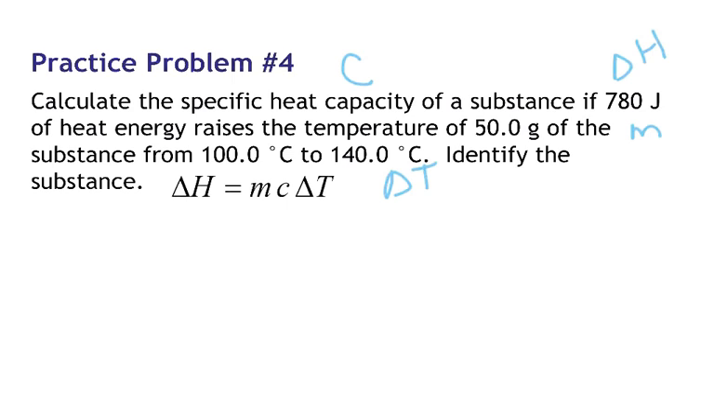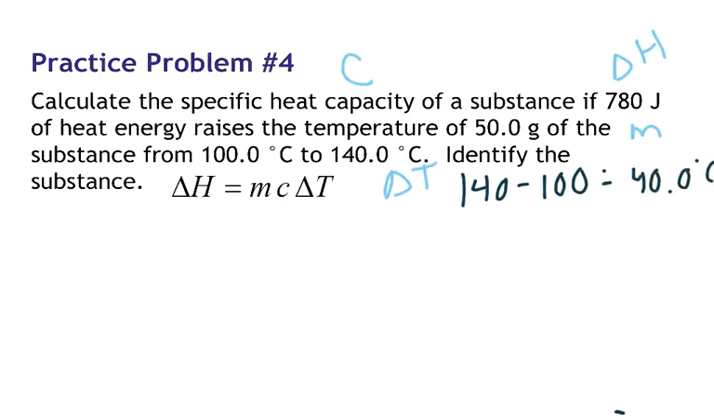I'll use those two temperatures. Remember, delta T is final minus initial temperature. So in this case, my final temperature was 140 and my initial temperature was 100. So my delta T is going to be 40 degrees Celsius.